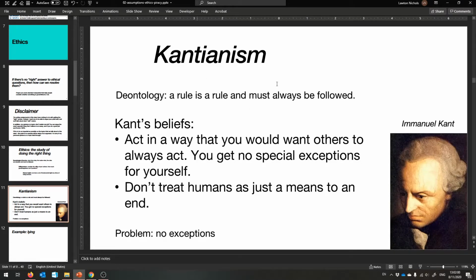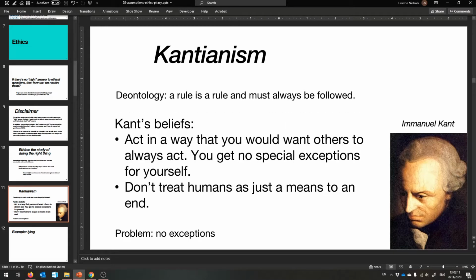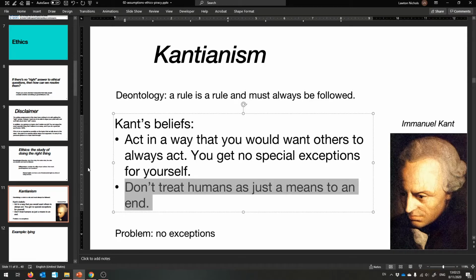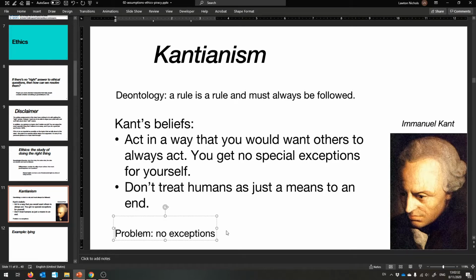So Kantianism, invented by Immanuel Kant back in the day, and what he believed is that you should always act in a way that you would want everyone else to act. So it's like do unto others, okay? And you get no special exceptions or exemptions for just yourself. You can't be a hypocrite, I guess is the idea. And you should never also treat humans as just a means to an end. And so Kant, for example, would very strongly disagree with something like slavery, which was alive and well in his time.